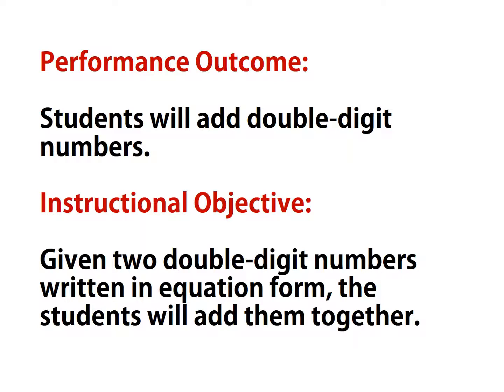So in this case, the instructional objective is: given two double-digit numbers written in equation form, the learners or the students will add them together. In this case, and something you'll learn more about in the course notes, there is no standard listed or described for this instructional objective because one isn't really necessary. They can either add them together properly or they can't.